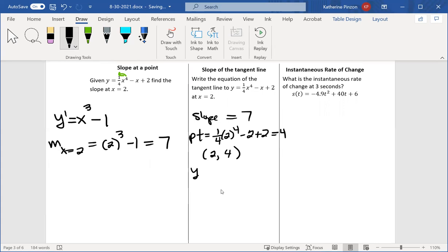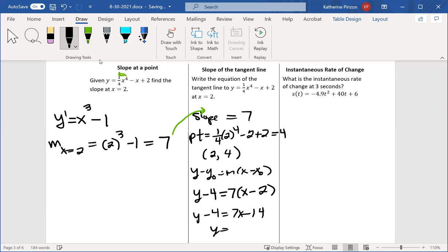Equation of a line. y minus y0 is m times x minus x0. y minus 4 is m, 7, times x minus 2. Okay, this slope, I'm just going to put a line here so you remember that's how I got that slope. y minus 4 is 7x minus 14. Add 4 to both sides: y equals 7x minus 10.